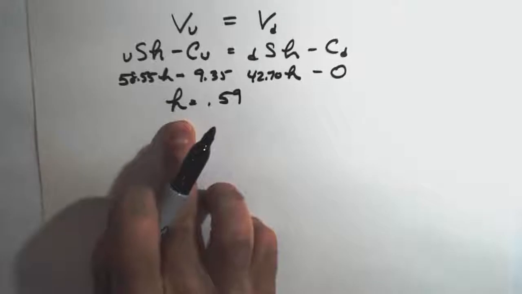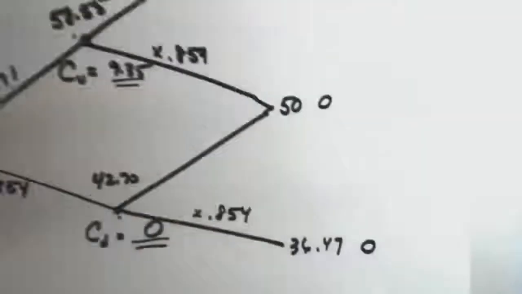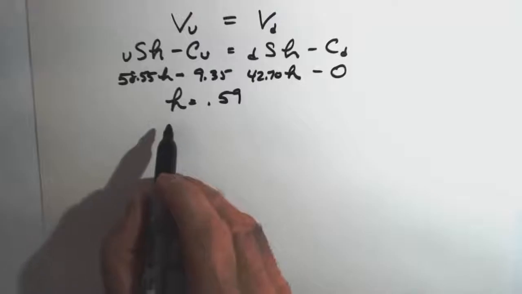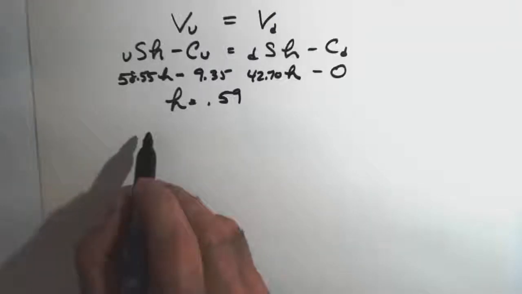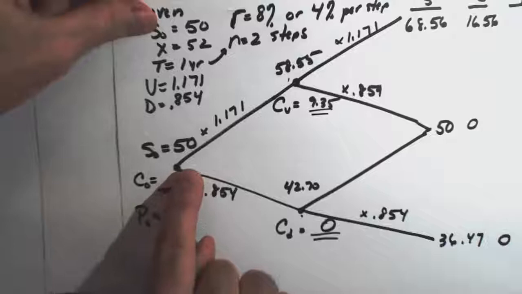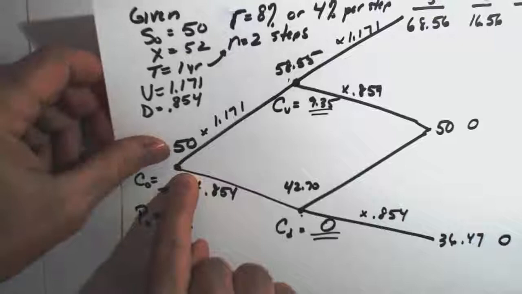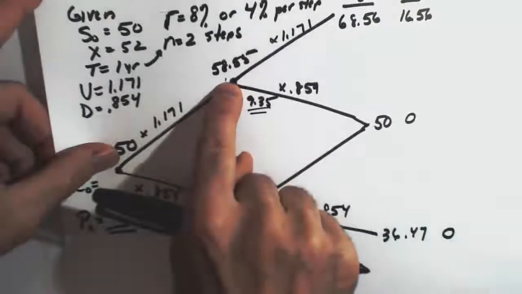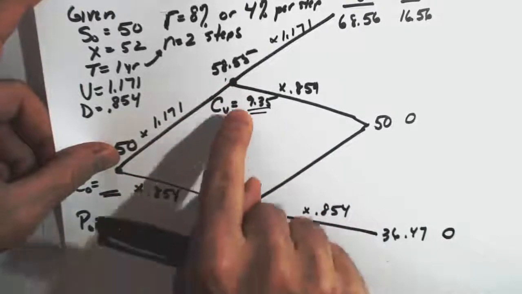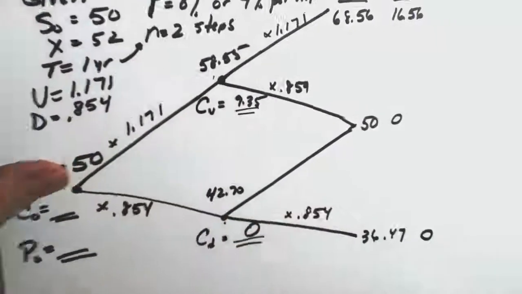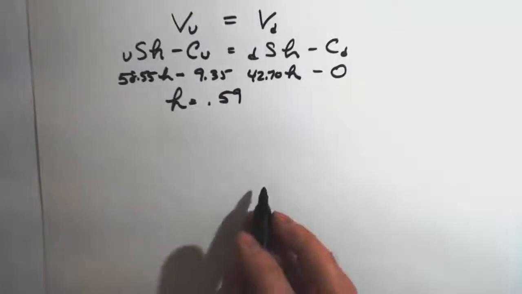So the hedge ratio changes at each node on the tree. At each node of the tree, the hedge ratio changes, by the way. So keep that in mind. So now what we're going to do is form a riskless portfolio at this point in time. If we have the right hedge ratio, H of 0.59, it doesn't matter if the stock goes up or the stock goes down, because we've just set these two values of the covered call position equal. So we don't care if it goes up or down. We basically have a riskless portfolio.